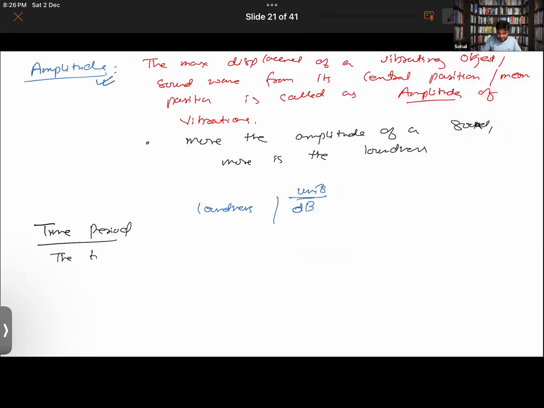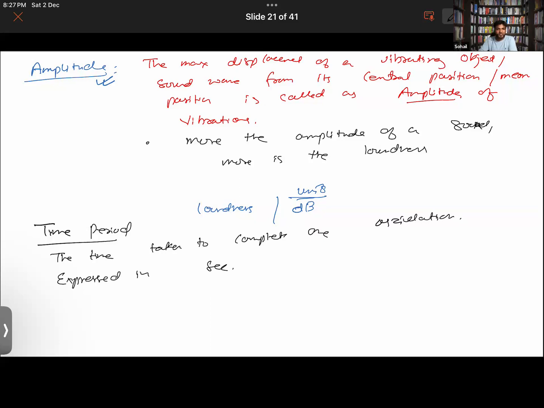So the time taken to complete one oscillation. That is called as time period. As Arham said, it's correct, expressed in second. So that is expressed in second, right?